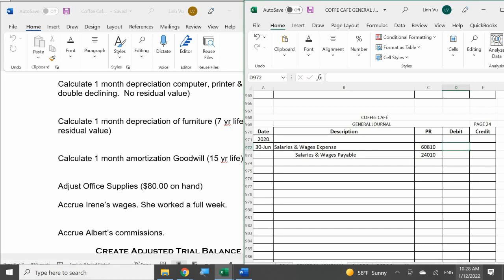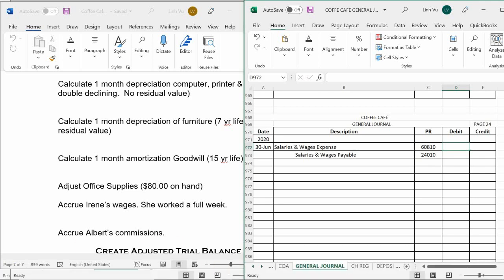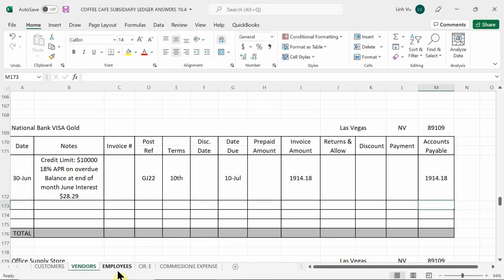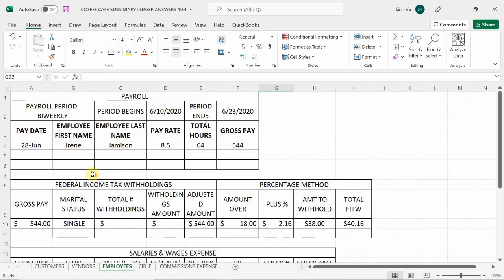Okay? Now, in this case, how much do I actually owe Irene? Would we look in the subsidiary? Yes, you would definitely need to look in the subsidiary. So subsidiary, right? Irene is an employee. She earns $8.50. So right now, when is her next due date? When is her next payday? It's going to be July 12th.